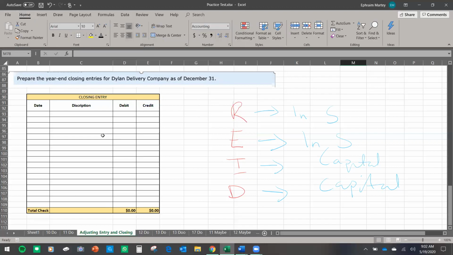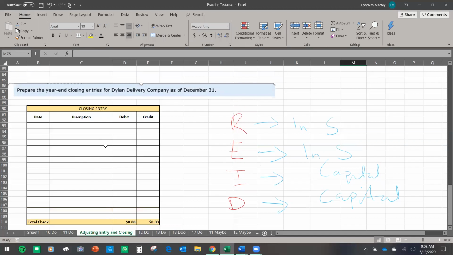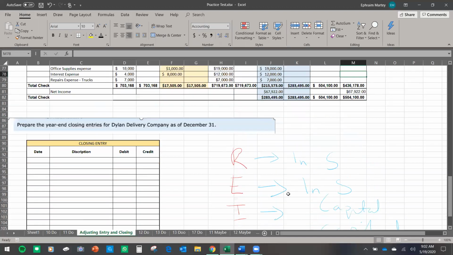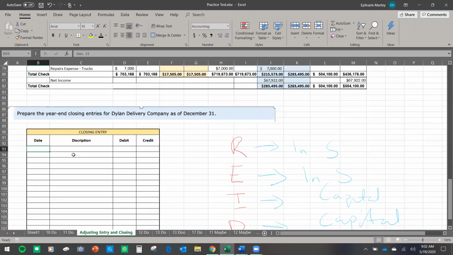We're going to go a little bit faster than normal. Closing entry means we want to make sure our temporary accounts are zero. We are getting rid of our temporary accounts. We start with our revenue. Revenue is always a credit, so because we are closing it, we're going to debit it and close it into the income summary.